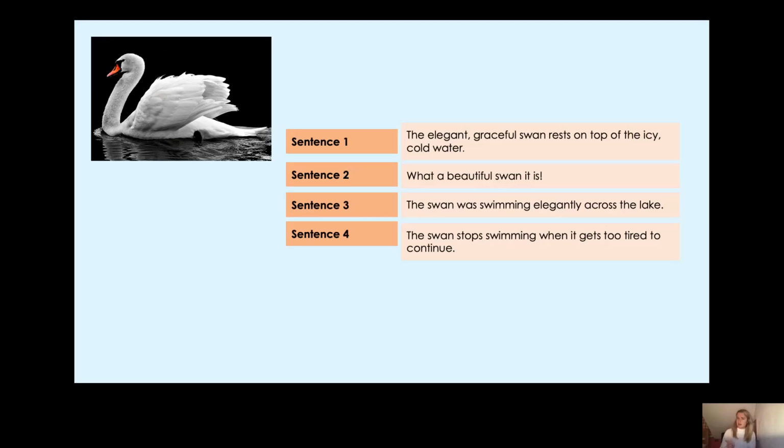Okay, now I've put it at the end of this sentence, but remember I could also have written when it gets too tired to continue, the swan stops swimming. So I could have put the subordinate clause at the beginning of my sentence as well.